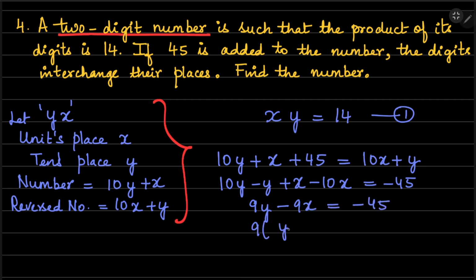Take 9 common out. What do you get? Or minus 9 common out, so that we can write x minus y here. Okay, so if you take a negative outside, y minus x can be made x minus y is equal to minus 45. Minus minus gets cancelled. Then x minus y is equal to 45 divided by 9.